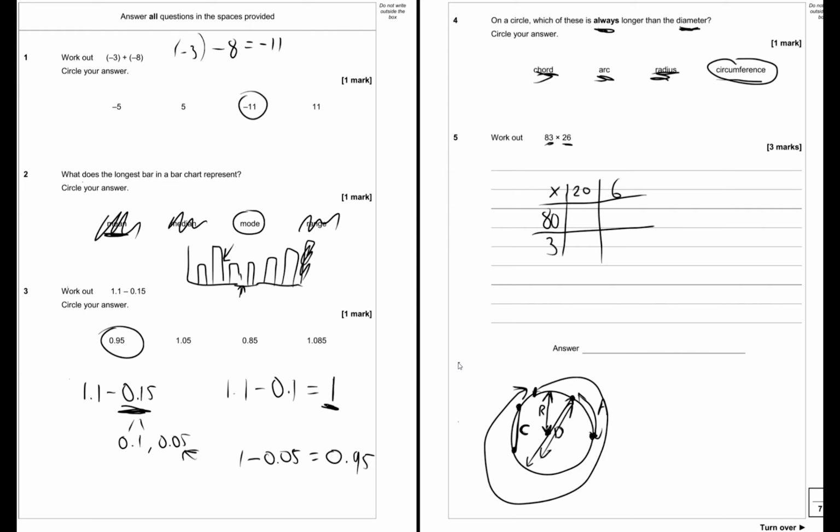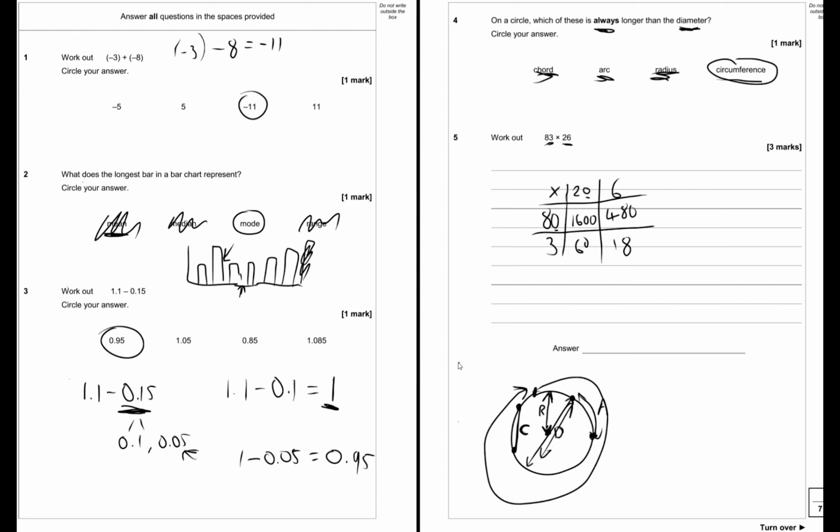So what's 80 times 20? So 8 times 2 is 16, and then we've got to put our zeros back on. So we're going to get 1600. Then 80 times 6, well, that will be 480. And then 20 times 3, that's 60. 6 times 3 is going to be 6, 12, 18.